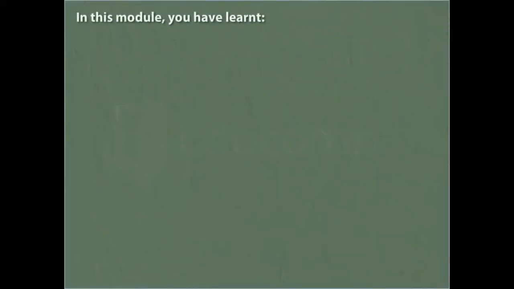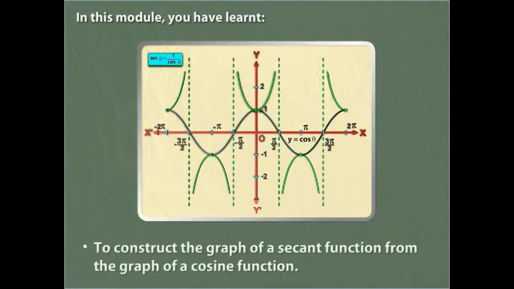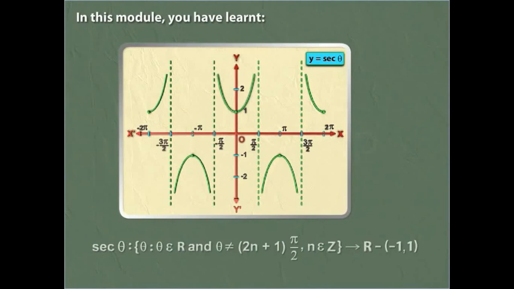In this module, you've learned to construct the graph of a secant function from the graph of a cosine function. The domain of the secant function is the set of all real numbers except odd integral multiples of pi by 2, and its range is the set of real numbers greater than or equal to 1 and less than or equal to -1.